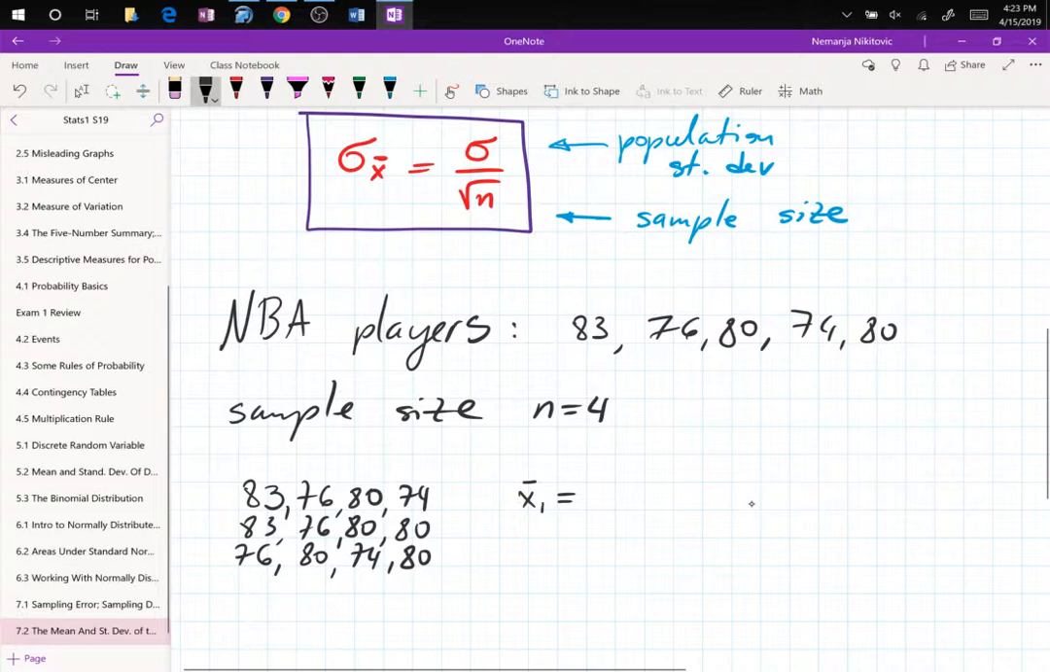So the first x bar, the mean, is 78.25, and then x bar 2 is 79.75, and finally x bar 3 is 77.5.